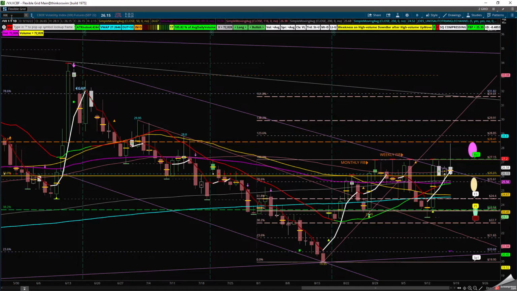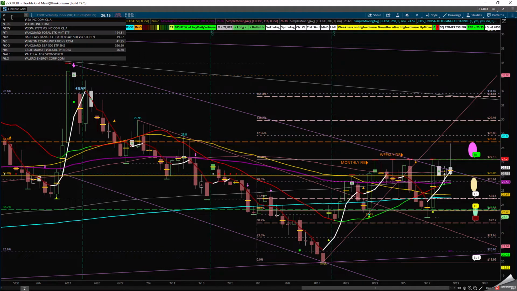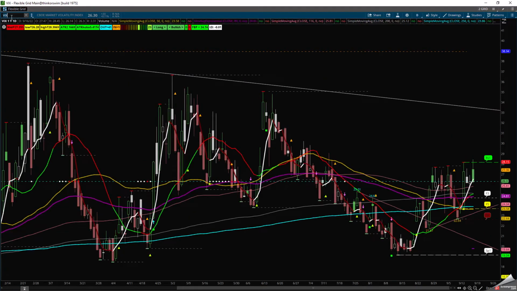Pay attention to the VIX or the VX, and I'll show you the VIX, which is the ETF fund for the future VIX. You can see it right here on the charts on the daily where it is.